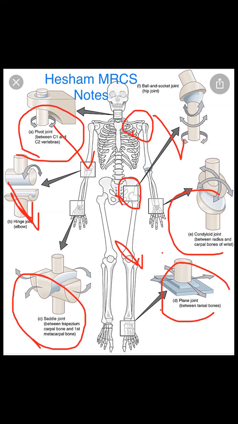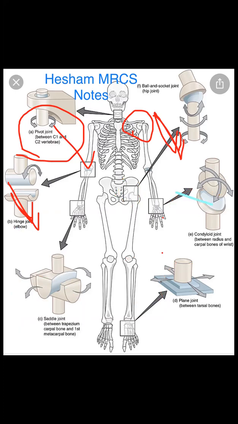Then again, the pivot joint between atlas and axis, C1 and C2 vertebrae, hinge joint is like elbow and knee, saddle joint between the trapezium and the first metacarpal bone, plane joint between the tarsal bones, condyloid joint between the radius and the carpal bone, and lastly the ball and socket joint like the shoulder and hip joint. Okay, I'll go for another one.